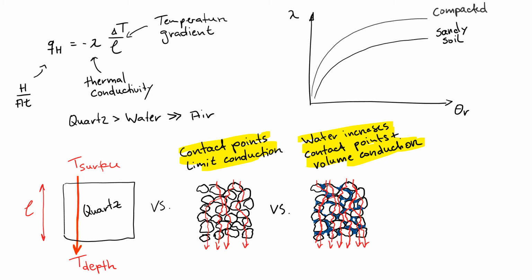If we compare that sandy soil to a similar sandy soil, but one that has been compacted, we see that the compacted soil has a higher thermal conductivity. And that is because as we compact the soil, we create more contact points, thereby increasing the thermal conductivity. Now, a finer textured soil will tend to have an overall lower thermal conductivity, but it will be less dependent on water content than maybe a coarser textured soil.